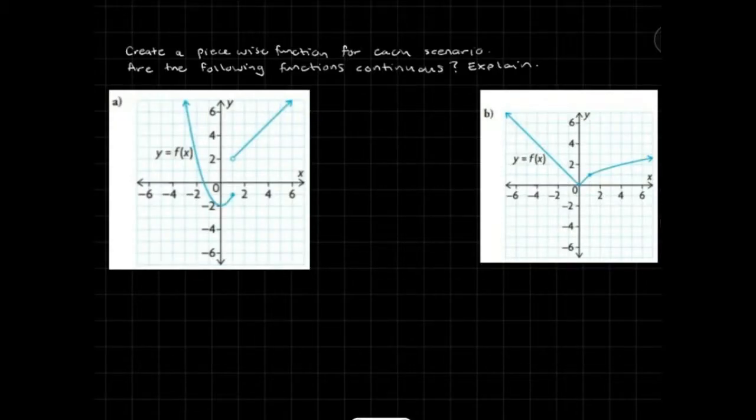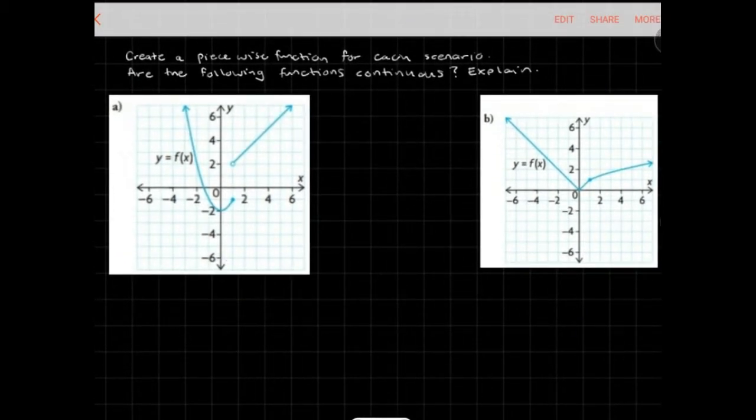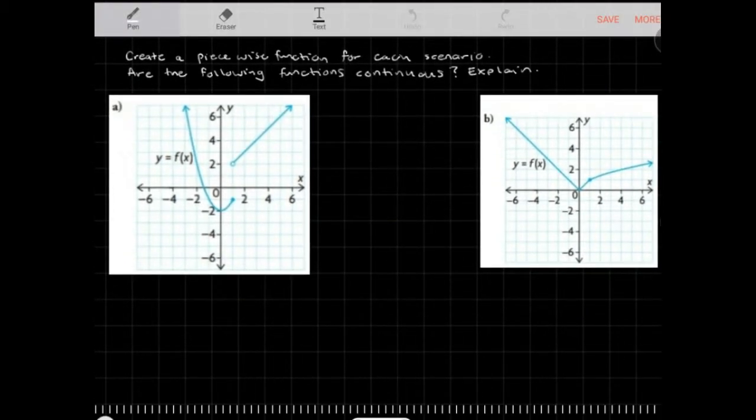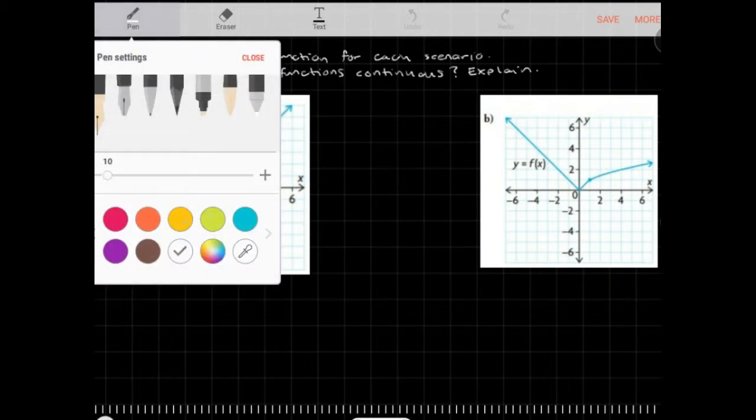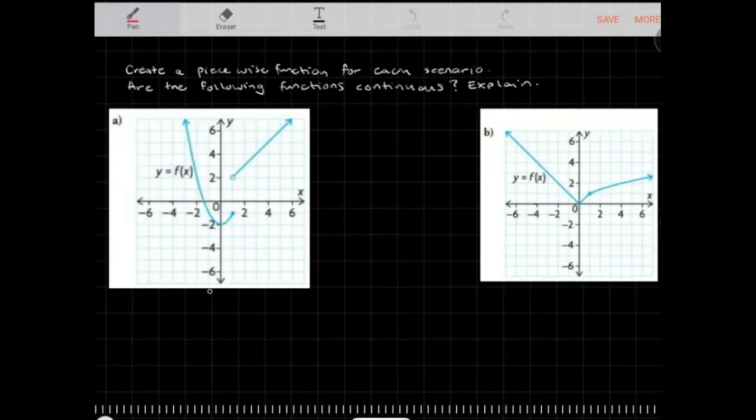Okay, so create a piecewise function for each scenario, or determine whether the following function is continuous. Explain. For part A, we can notice here that we have two intervals. One of the intervals is x is less than or equal to 1. The other interval is x is greater than 1.